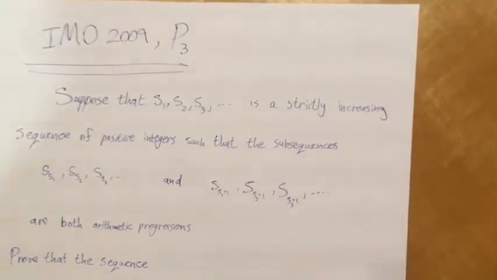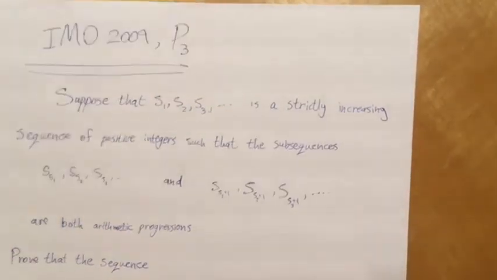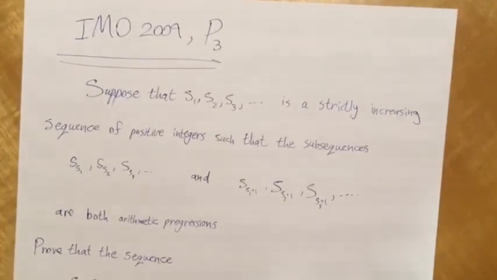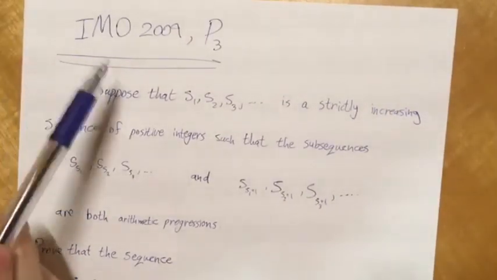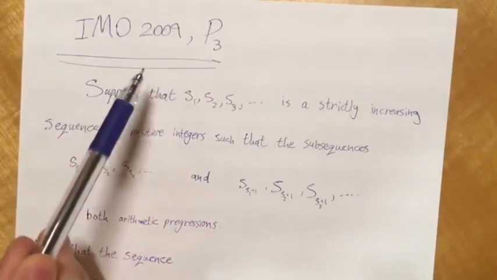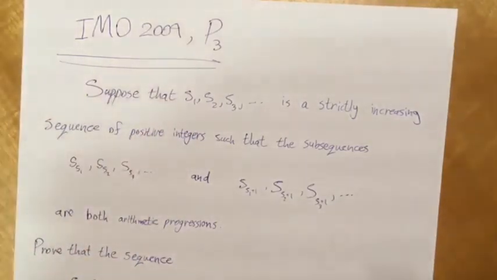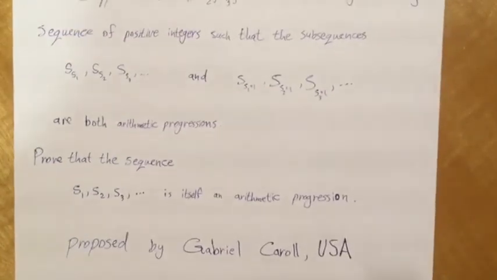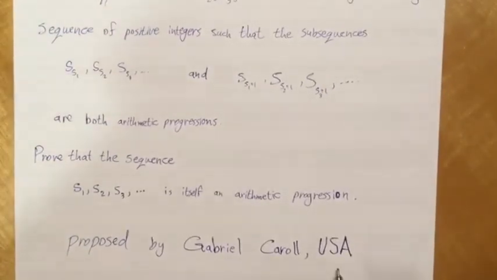Okay, so today we're going to talk about problem 3 in IMO 2009. So this problem was proposed by USA, and the author of this problem was Gabriel Carroll. He's a perfect scorer. He got a perfect score in IMO in 1999 and is currently an economics professor at Stanford University.